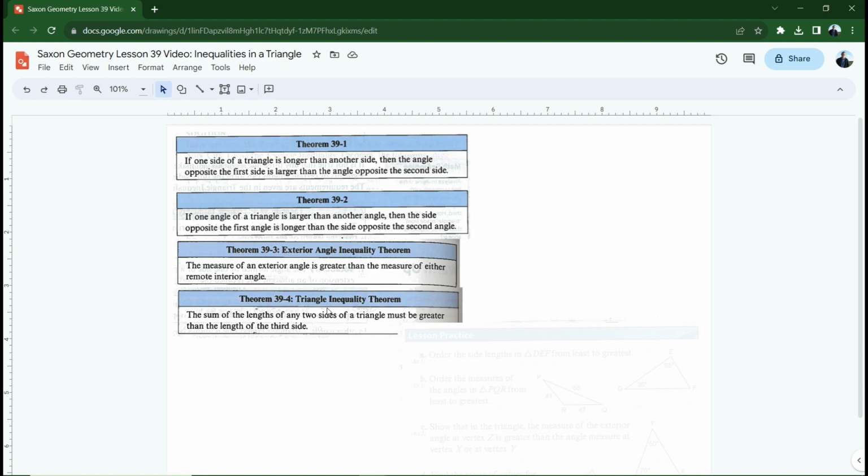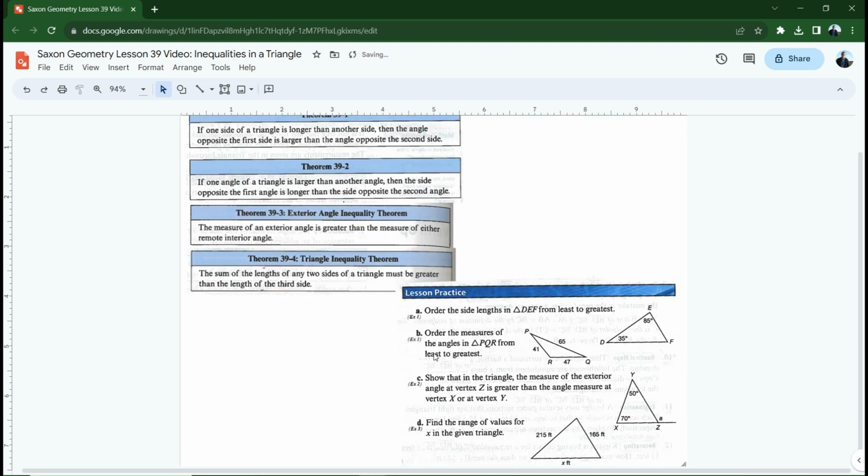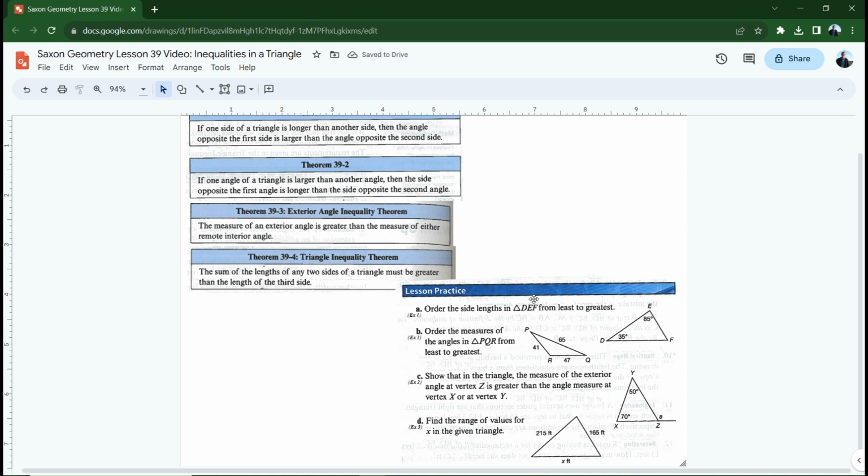Does that make sense? Hopefully, all of these make intuitive sense, because if they do, then the assignment is going to be a whole lot easier for you. Let's take a look at some problems here. Order the side lengths in triangle DEF from least to greatest.